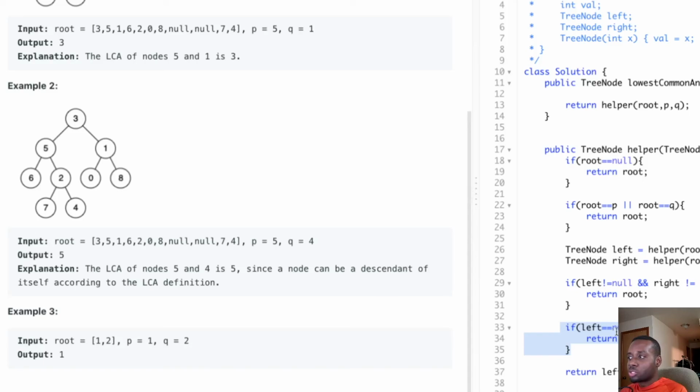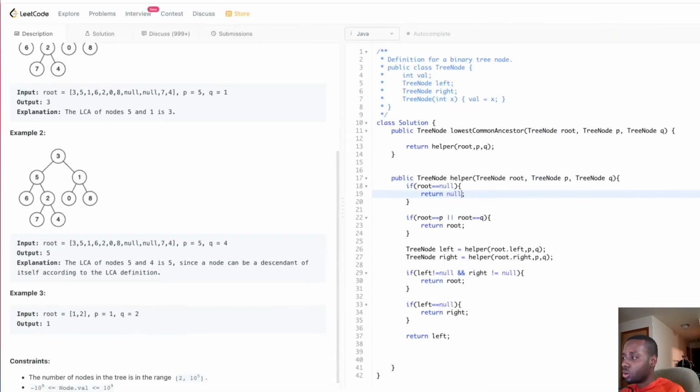So pretty much, when we don't find P and Q, we return null. If the root is null, return null. So if we don't find P and Q in the subtrees, we get a null signal from our subtrees. That's how we're able to act accordingly based on the answer that we get from the subcalls. So let's check to see if our logic was correct.